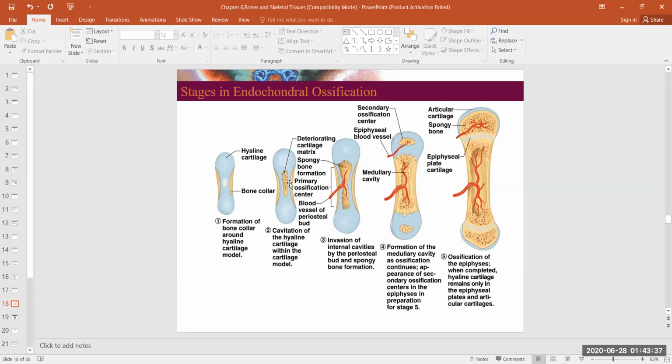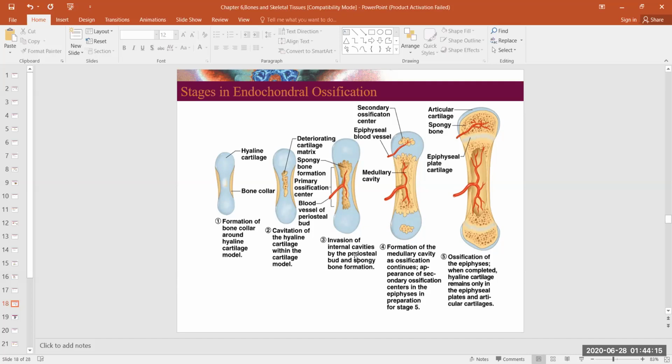First they die, and then blood vessels start getting inside, and then invasion of internal cavities by the periosteal bud. So you see the periosteal blood vessel is entering here, and a spongy bone starts forming first, okay? Formation of the medullary cavity. As ossification continues, a secondary ossification center appears.